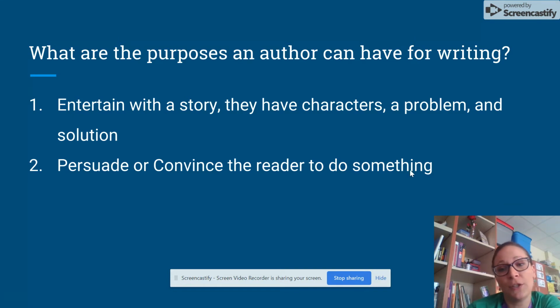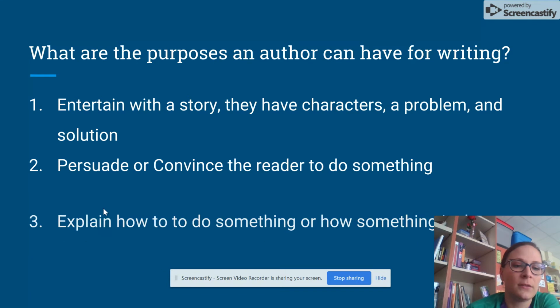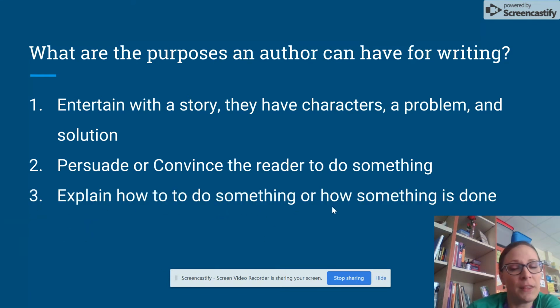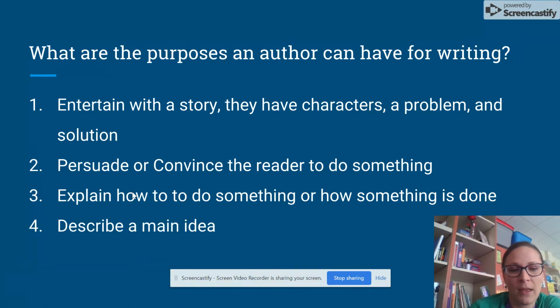Persuade or convince the reader to do something. So when you are done reading the story, you feel like you are compelled to do whatever the text is asking you to do. Explain how to do something or how something is done. They'll usually give you lots of details, letting you know how to complete a task. And describe a main idea.